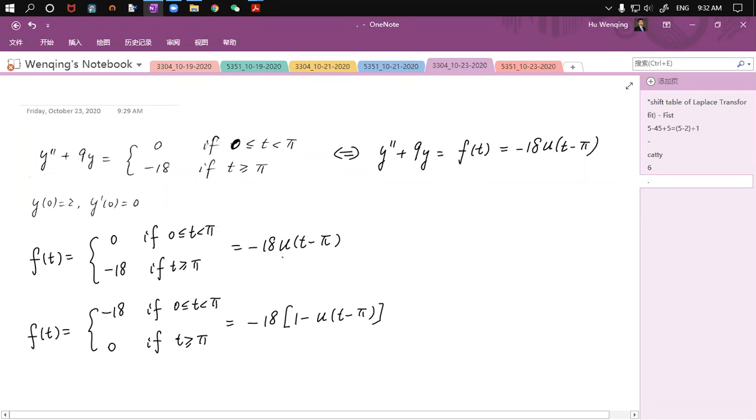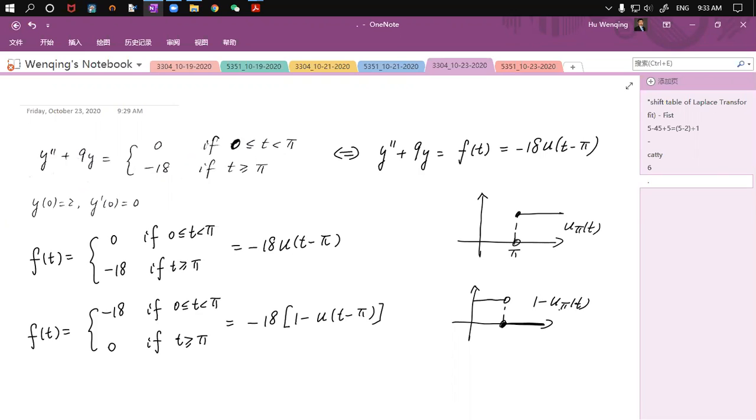Remember, if you have u(t - pi), you're going to have pi here, 0 before it and 1 onward. But now you're going to have a reverted function: it's going to be 1 here, and 0 onwards. This is u_pi(t), and this is 1 - u_pi(t), or 1 - u(t - pi). Is that good, family? That's going to be very important for some of our exams.